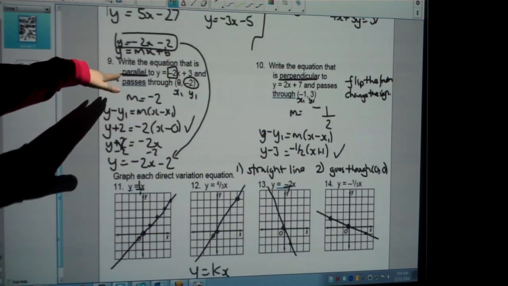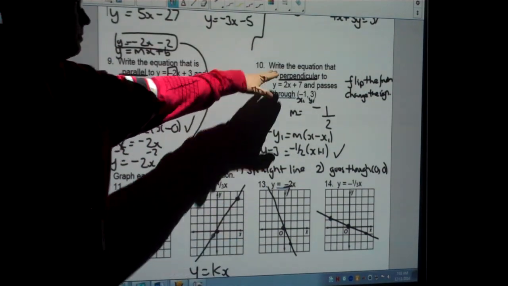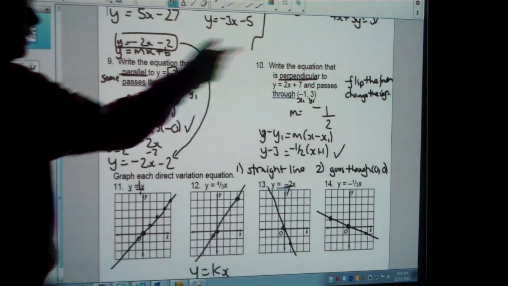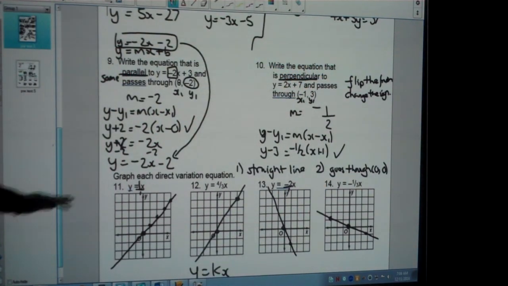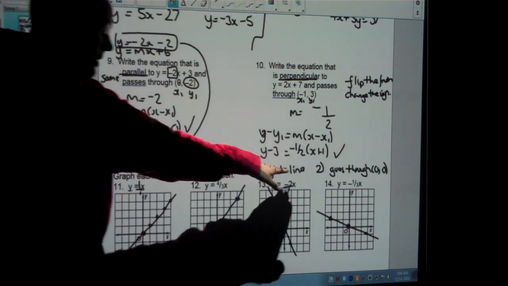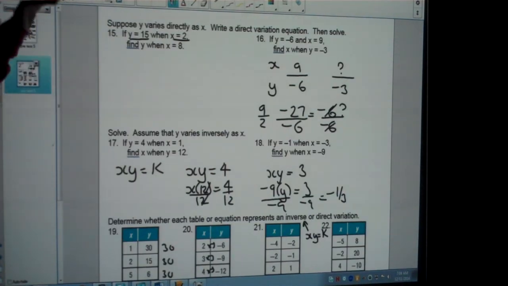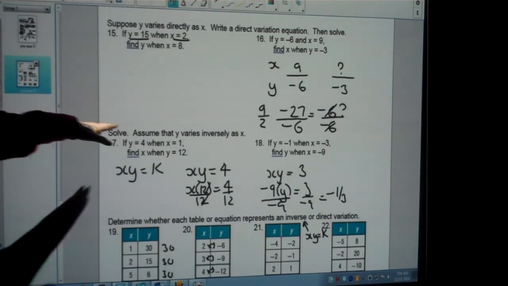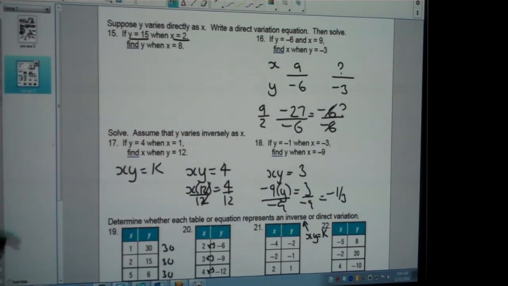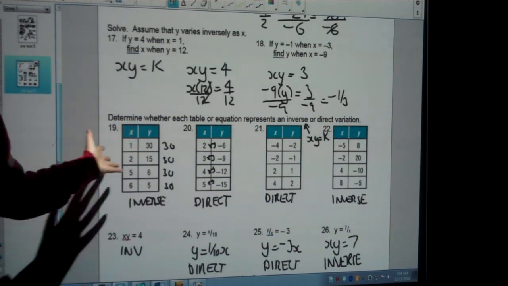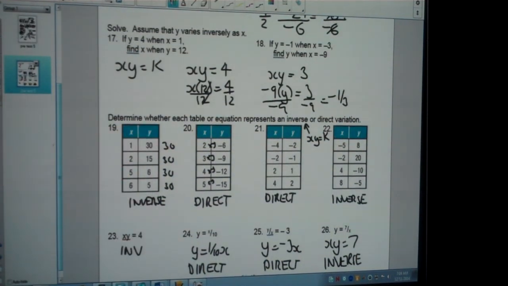If we scroll down here, parallel lines have the same slope. Perpendicular slope, you're going to flip the fraction and then change the sign. Knowing that direct variation graphs have straight lines and they go through 0, 0. And on the second side, knowing that the equation for direct variation is y equals kx, and knowing for inverse variation it's xy equals k, and also knowing how to check from a table which type of variation it is as well.